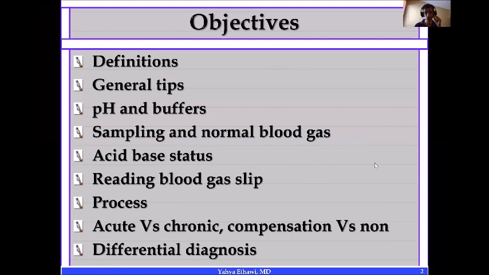Now, the objectives of this talk are to tell you some definitions, and then we'll talk about some general tips, and we'll talk about pH and buffers. We'll talk about how to sample and what is a normal gas. We'll talk about a little bit of acid-base status, and then reading a blood gas slip and how to process it. And we'll talk about a little bit about chronic versus acute changes, and also compensated versus non-compensated. We might have a chance to do some differential diagnosis, although I won't go into detail of that. You guys can read it.